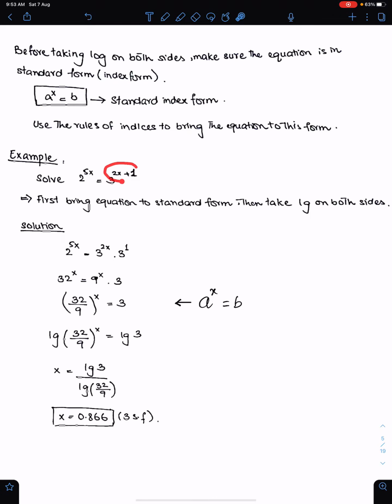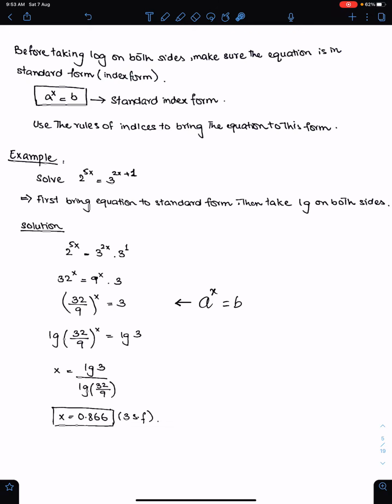First, we need to simplify this power like this, 3 power 2x times 3 power 1. Then we have to simplify this. 2 power 5 means 32. So we can write this as 32 power x. This will become 9 to the power x. Now we need to bring this 9 to the power x on the left hand side, and then take power x common. Now this is the standard index form. So by taking lg on both sides, we have this value of x up to 3 significant figures.